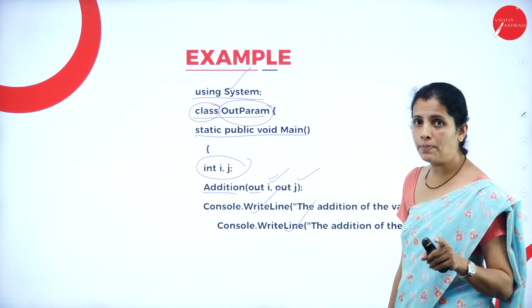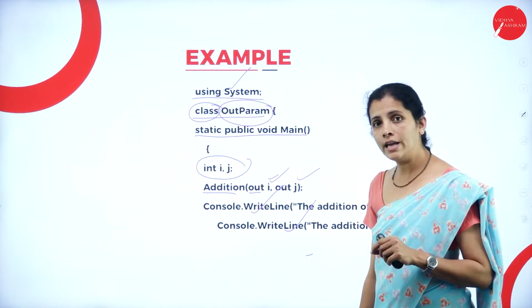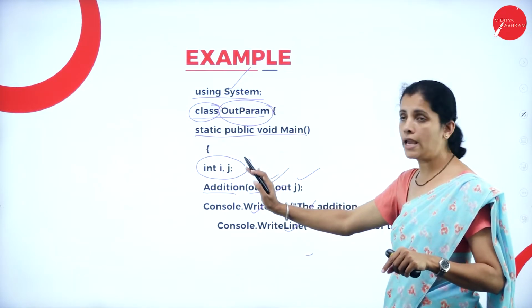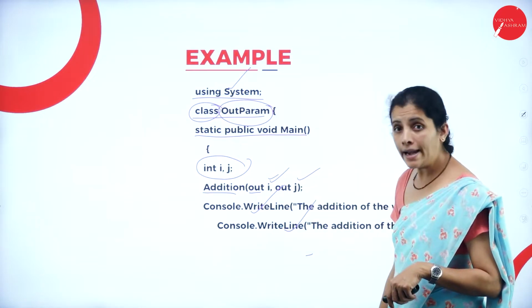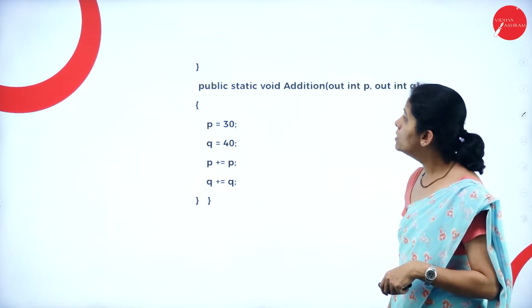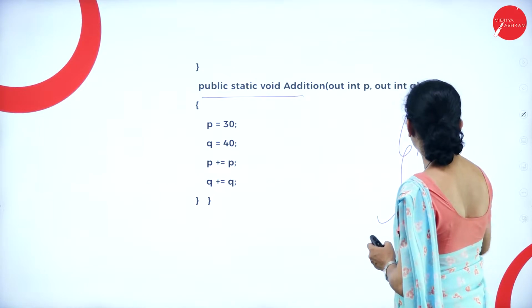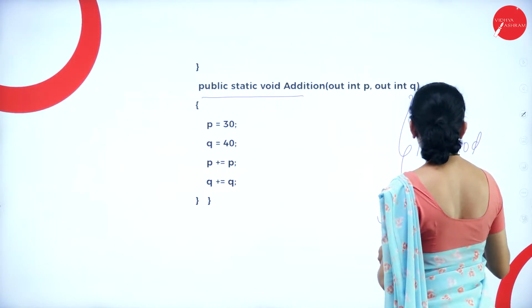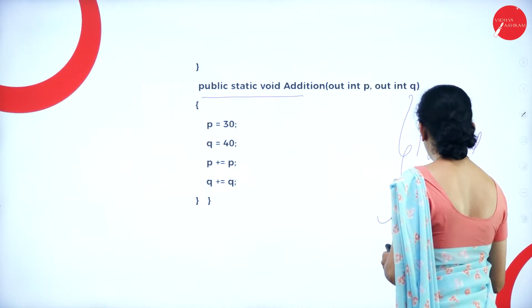So dear student, I repeat here that I'm going to define the variables. What are the variables? It's i and j. And I'm going to pass the variables. And what kind of variable is it? Output parameters. And I'm going to print i and j. Now I'm going to write the method body.